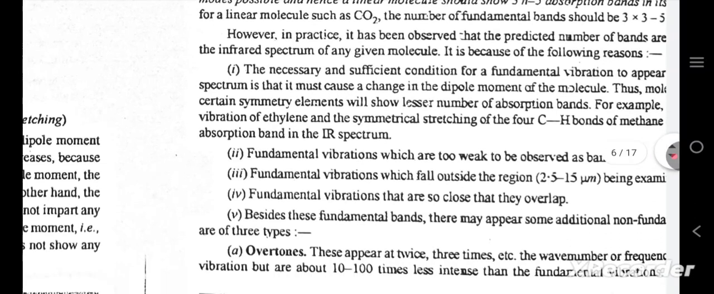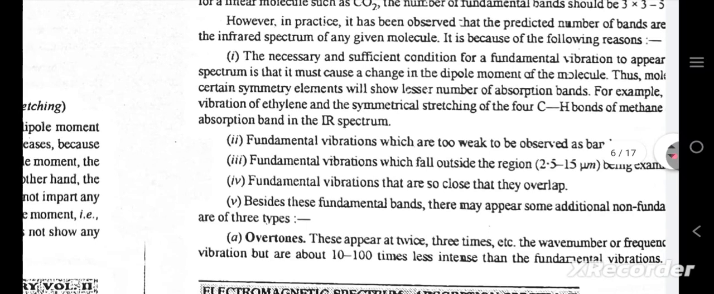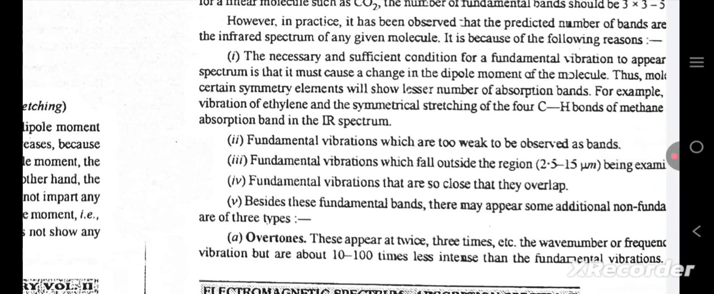However, in practice, it has been observed that the predicted number of bands are not seen in the infrared spectrum of any given molecule. It is because of the following reasons. The necessary and sufficient condition for a fundamental vibration to appear in the IR spectrum is that it must cause a change in the dipole moment of the molecule.